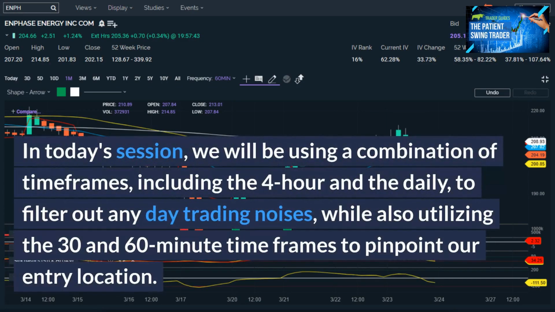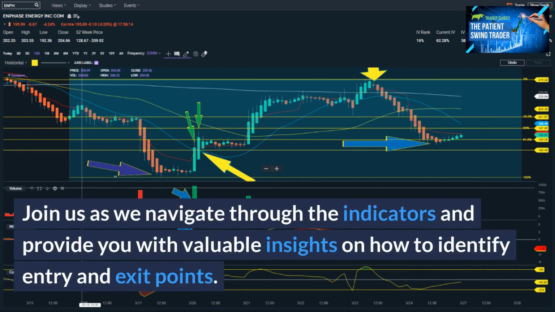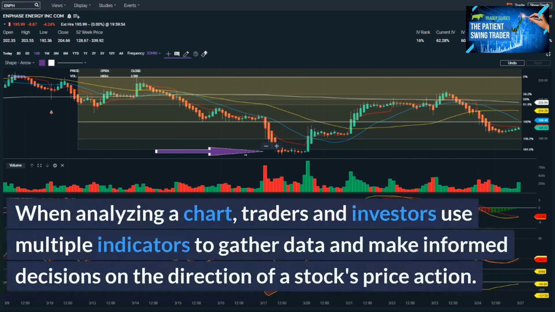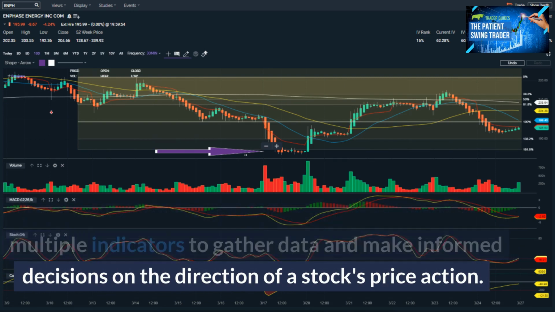In today's session, we will be using a combination of timeframes, including the 4-hour and the daily, to filter out any day trading noise, while also utilizing the 30 and 60-minute time frames to pinpoint our entry location. Join us as we navigate through the indicators and provide you with valuable insights on how to identify entry and exit points. When analyzing a chart, traders and investors use multiple indicators to gather data and make informed decisions on the direction of a stock's price action.